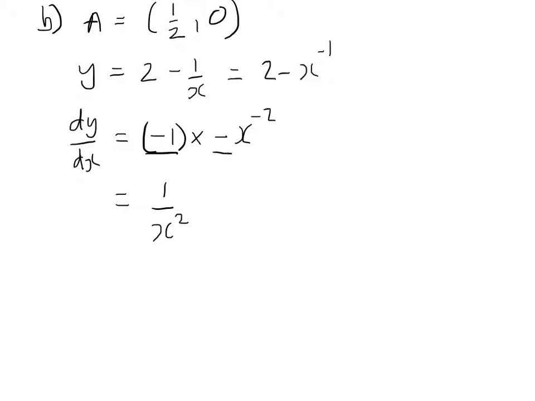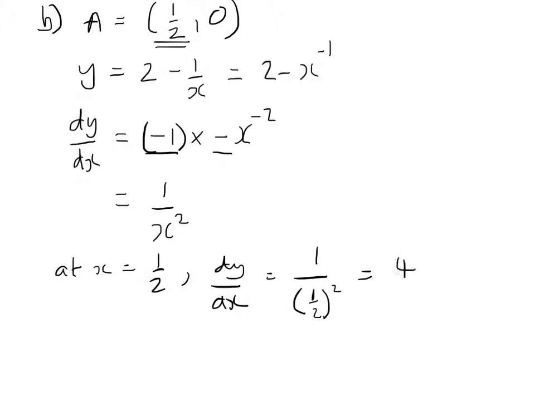These minus signs cancel out here. So the next part of this is, when x is equal to a half, what would that gradient have been? Well, at x equals a half, dy by dx is equal to 1 over a half squared, which is equal to 4. So the gradient of the normal here is simply minus 1 over that, which is equal to minus 1/4. So we now know the gradient of the normal that we're trying to work out.